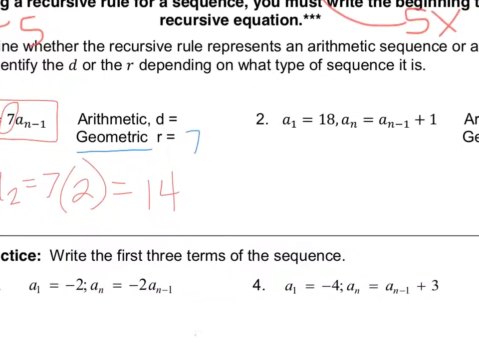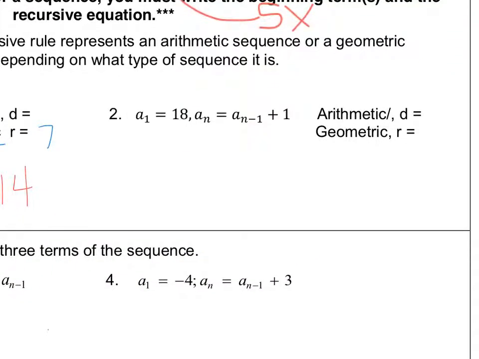Okay, let's look at example number 2. On example number 2, we need to decide if this equation right here is arithmetic or geometric. It's pretty easy to see that we're adding something, so it's going to be arithmetic, and we're actually adding 1. So there's no geometric. We can cross that out.